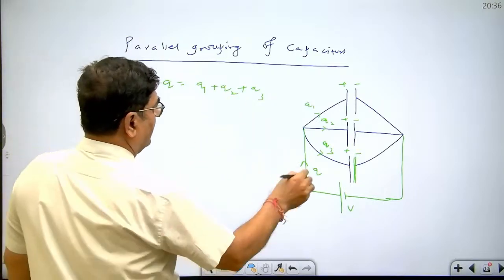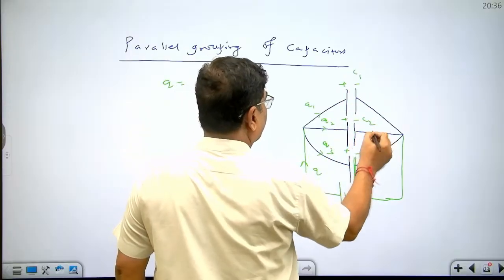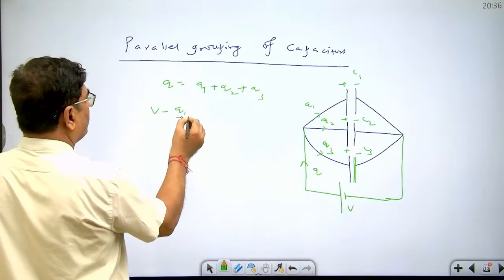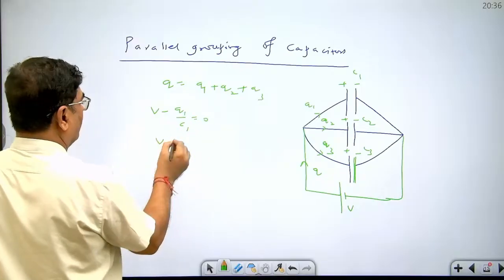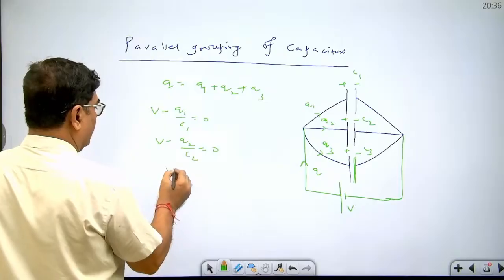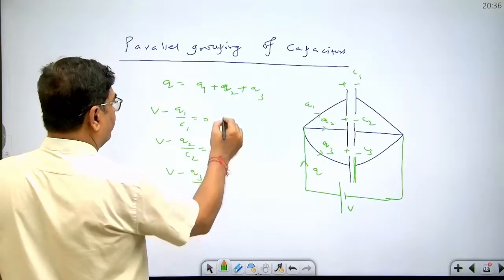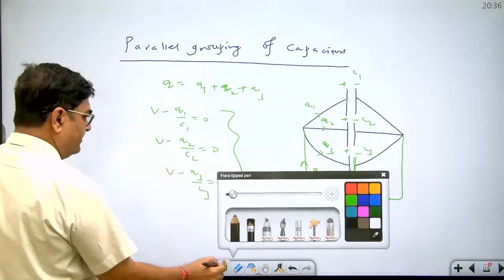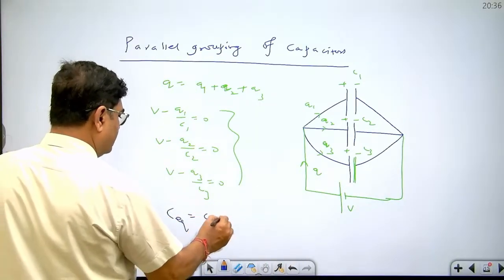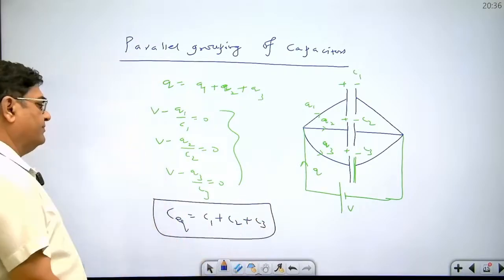Now, apply KVL. Capacitances are C1, C2 and C3. So, dear student, we are getting V minus Q1 upon C1 equal to 0. V minus Q2 upon C2 in the middle branch equal to 0. In the lower branch, V minus Q3 upon C3 equal to 0. If you substitute all these values, you will find C equivalent equal to what? C1 plus C2 plus C3. This is the value of C equivalent, okay?